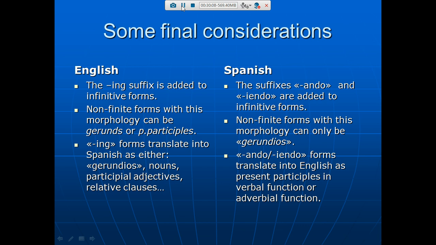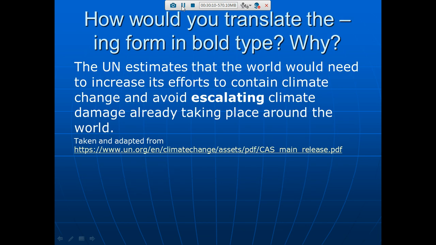Well, finally, we believe that the ING form can be a source of trouble when translating. I mean, the surface form, the morphology of a gerund or a present participle is exactly the same. So you should pay attention to the syntax, meaning, and context to decide on the translation.